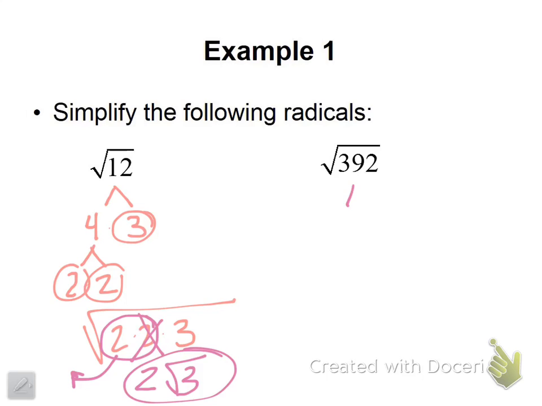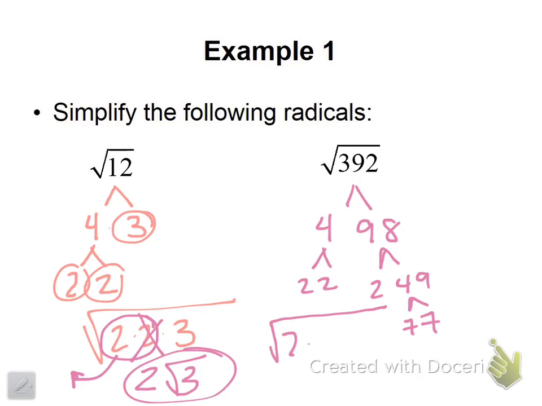So now we're just going to break this one down. So I know 4 and 98. This is 2 and 2. Let's see, we can do 2 and 49, and 7 and 7. So now we're going to write our big radical sign. We got 2 times 2 times 2 times 7 times 7.